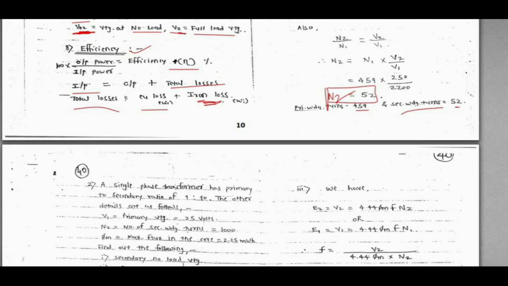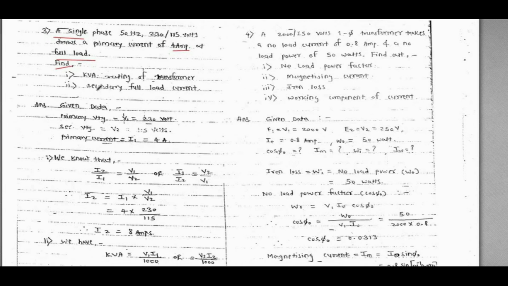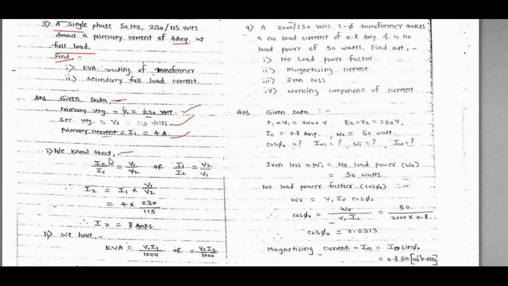Now we will take the next example. A single phase, 50 Hz, 230 volt/115 volt transformer draws a primary current of 4 ampere at full load. Find out the kVA rating of the transformer. The second one is the secondary full load current. First of all, write down the given data. Primary voltage V1 is equal to 230 volt, secondary voltage 115 volt, primary current 4 ampere. We know that I2 divided by I1 is equal to V1 divided by V2, or we can write I1 divided by I2 is equal to V2 divided by V1.